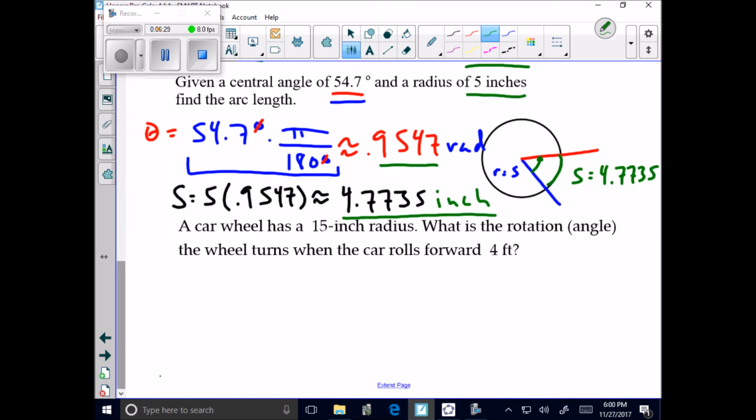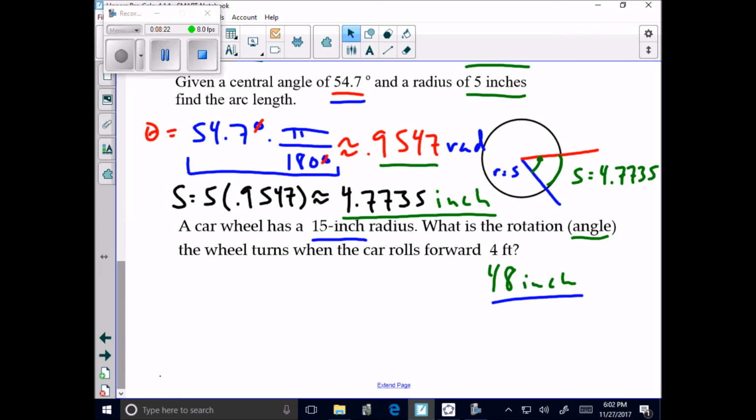So right here, why don't we go ahead and give this next one a shot. A car wheel has a 15-inch radius. What is the rotation, the angle, the wheel turns when the car rolls forward 4 feet? So in general, we would like all of our units of length to be the same. So right here, 4 feet we can convert to 48 inches. So now our rolling 4 feet and our radius of 15 inches are the same.